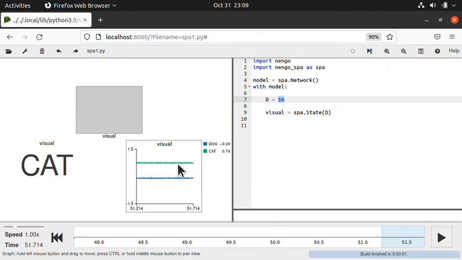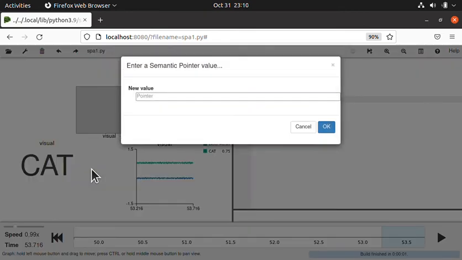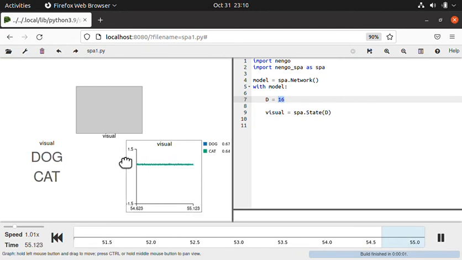Cool. All right, now I've got a vector that's pretty similar to cat, not very similar to dog. Of course, since these are vectors, I can manipulate them. I can say cat plus dog. Cool, and now I've got a vector that is pretty similar to dog and pretty similar to cat.